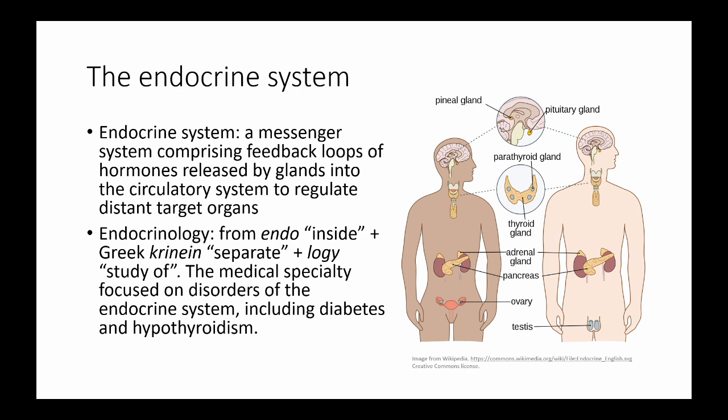The endocrine system is a messenger system comprising feedback loops of hormones released by glands into the circulatory system to regulate distant target organs. The word endocrinology comes from endo meaning inside, plus crinian meaning separate, plus logi meaning study of. Endocrinology is the medical specialty focused on disorders of the endocrine system, including diabetes and hypothyroidism.